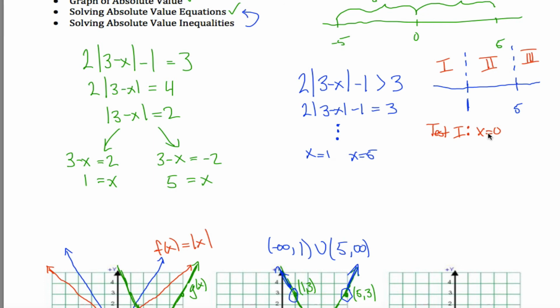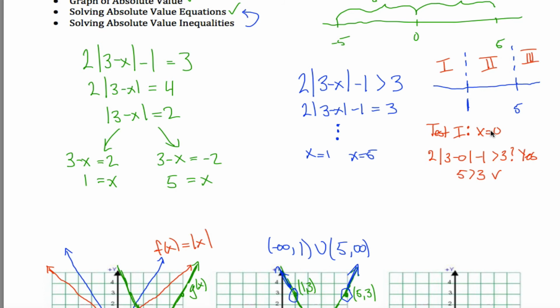I'll test x equals 0. When I say test, I mean plug it into the original equation. Is it true that 2 times the absolute value of 3 minus 0, minus 1 is greater than 3? I'll put a little question mark here because right now I don't know if this is a true statement. Well, it turns out it is true because 3 minus 0 is just 3. Absolute value of 3 is 3. 2 times 3 is 6. 6 minus 1 is 5. And 5 is, in fact, greater than 3. So is this true? Yes, it is true.